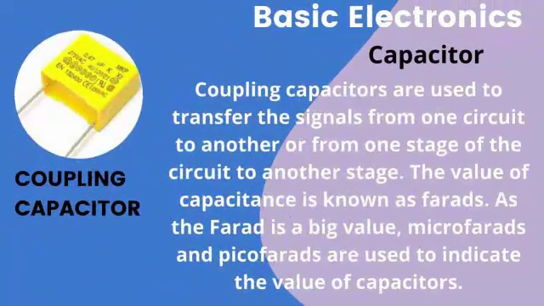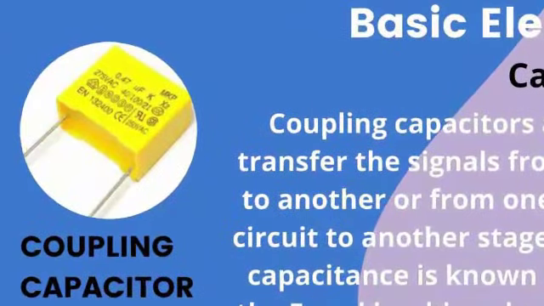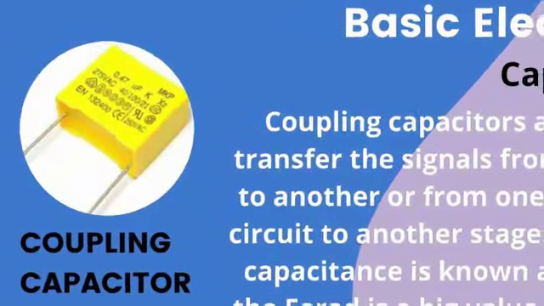Coupling capacitor. Coupling capacitors are used to transfer the signals from one circuit to another, or from one stage of the circuit to another stage. The value of capacitance is measured in farads. As the farad is a big value, microfarad and picofarad are used to indicate the value of capacitors.